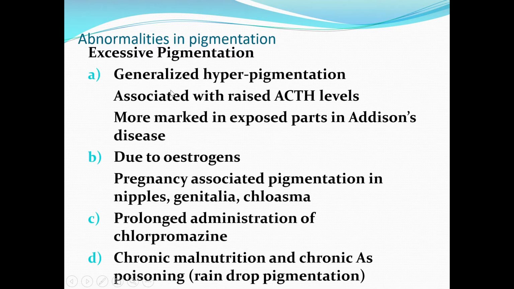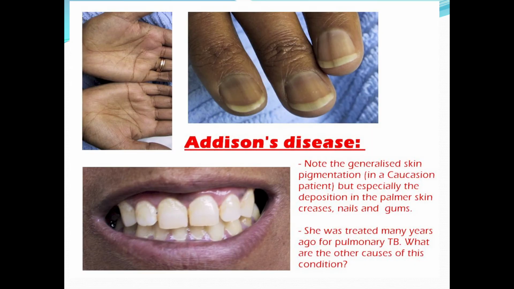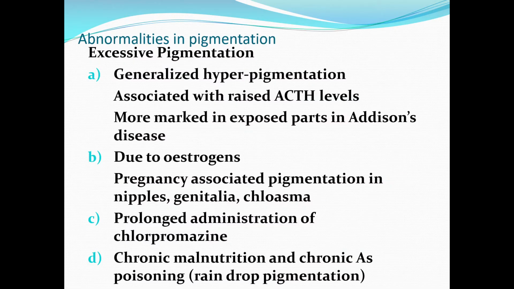Excessive pigmentation may be generalized hyperpigmentation, which is associated with a raised ACTH level, and it is more marked in the exposed parts in Addison's disease. Excessive pigmentation can be due to estrogen, a sex hormone, usually found as pregnancy-associated pigmentation in nipple, genitalia, and vagina. Prolonged administration of chlorpromazine leads to hyperpigmentation, and chronic malnutrition and chronic arsenic poisoning also lead to hyperpigmentation.